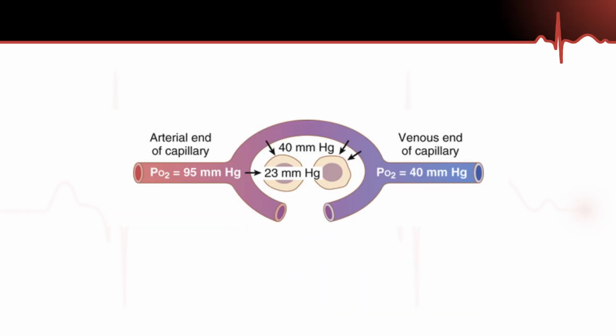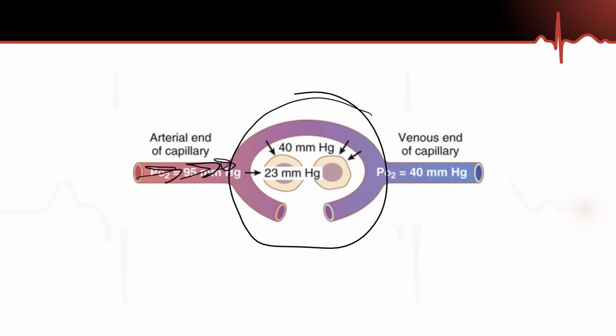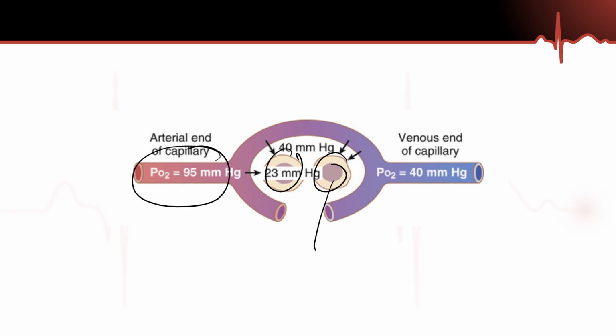So this image is showing you oxygenated blood traveling through what would be an arteriole. Okay, that's a small artery. The oxygenated blood is traveling through an arteriole, and then it moves into a capillary bed, which is surrounding, in our example, muscle cells. It's muscle tissue. You'll notice that the partial pressure of oxygen within the blood plasma of the oxygenated blood is 95 millimeters of mercury.